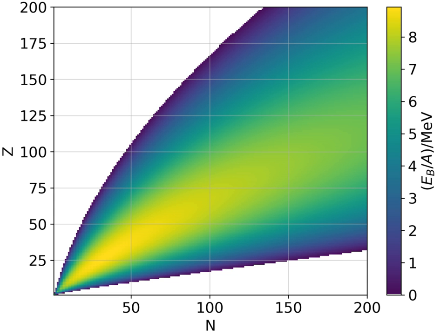Thus the expected value of a_V in this model is E_B - (3/5) ε_F ~ 17 MeV. Not far from the measured value.